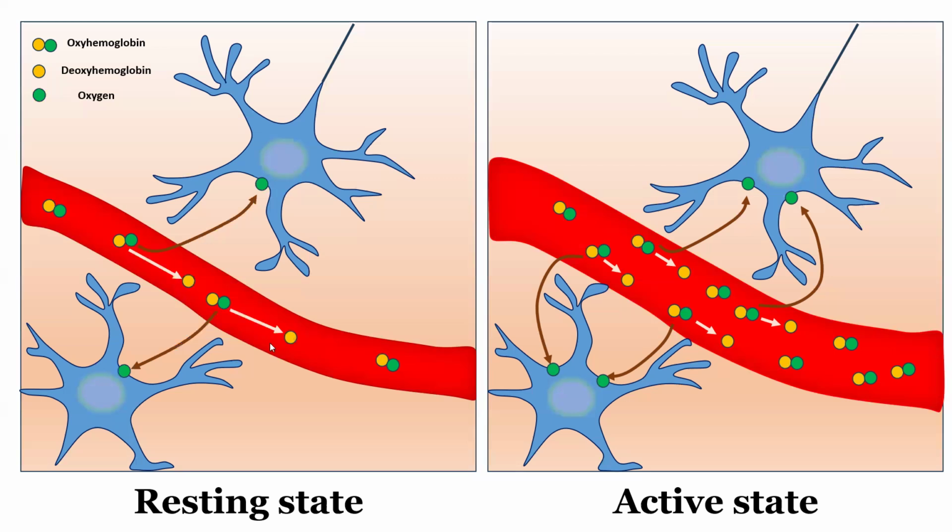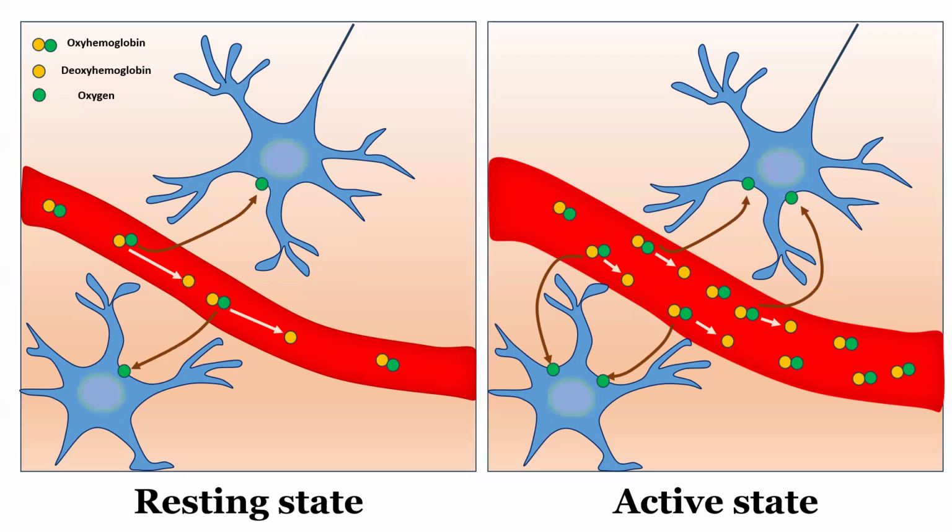So we see some deoxyhemoglobin, we see some oxyhemoglobin in the blood vessels. Now, what happens when neurons become active? When neurons become active, they take up more oxygen. So initially, the amount of oxyhemoglobin in these blood vessels will decrease, and the amount of deoxyhemoglobin will increase.